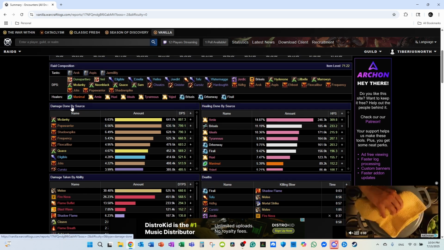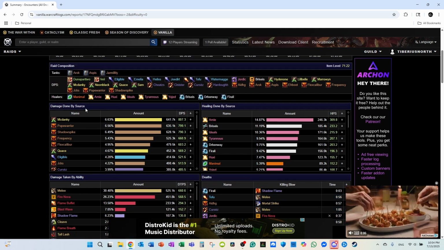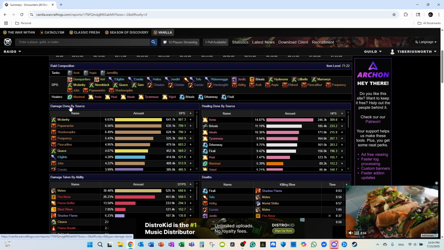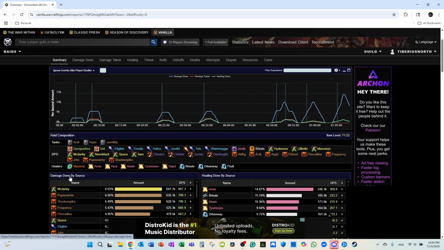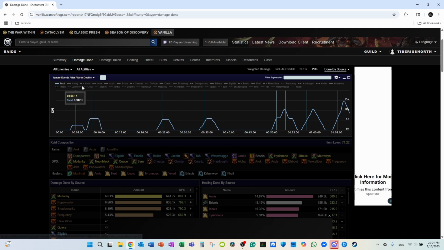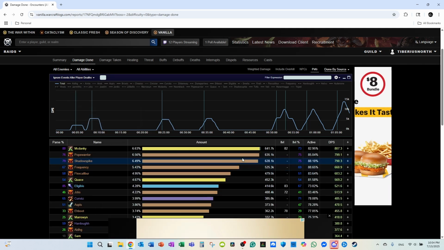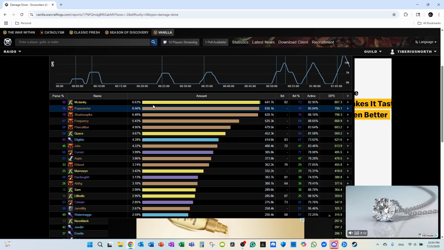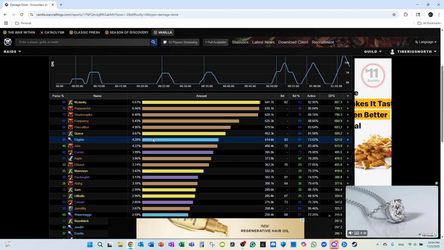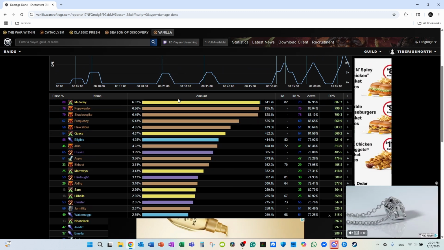And for each of these, you can expand. So let's say you want to look more at the damage. So you can click here, damage done by source. And here you can see this is ranked from highest to lowest damage. And then you get to the point called parse.